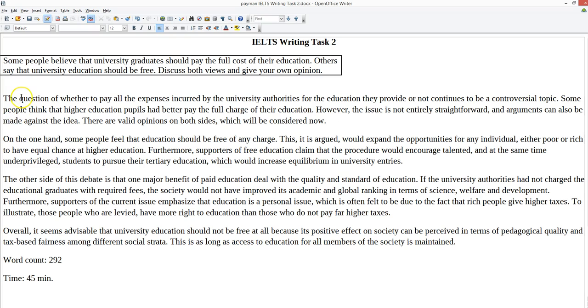So, sentence 1, we should just do a simple restatement of the topic. So, the question of whether to pay all the expenses incurred by the university authorities for education they provide or not continues to be a controversial topic. Well, where does it say it's controversial? Let me read. Does it say anything about controversy?